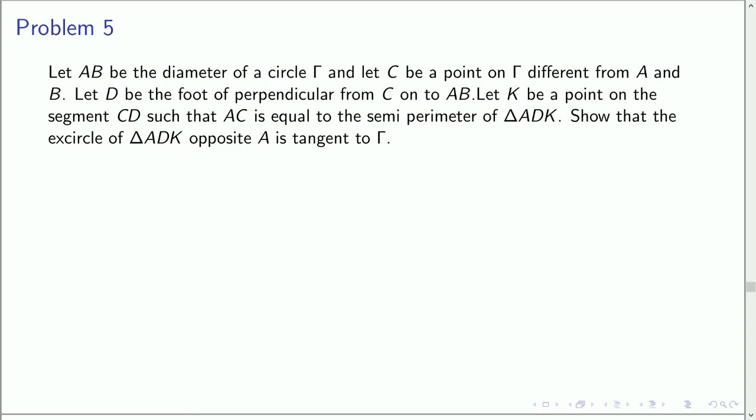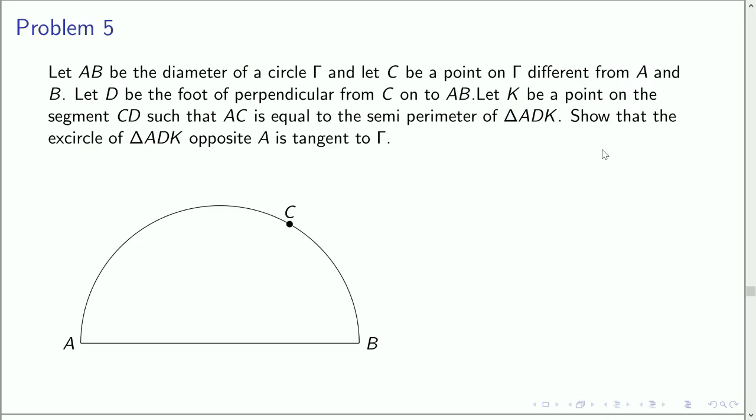This is problem 5. It's geometry. It's slightly lengthy, but quite nothing difficult. It says let AB be a diameter of circle gamma and C be a point on gamma different from A. So like this we just need half a circle, just to save space, I draw half of it. Take C on it, and let D be the foot of the perpendicular from C to AB. So this is D. Let K be a point on the segment CD such that AC is equal to the semi-perimeter of ADK. So this AC is the semi-perimeter of this triangle ADK.